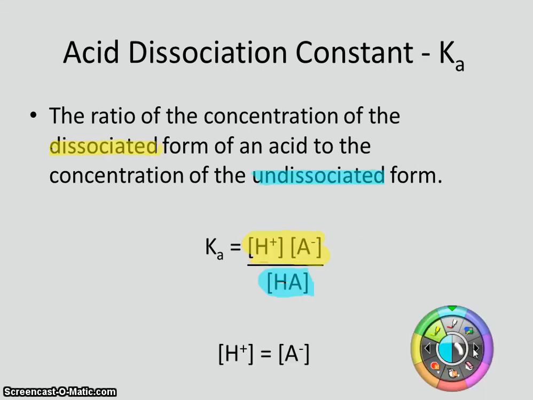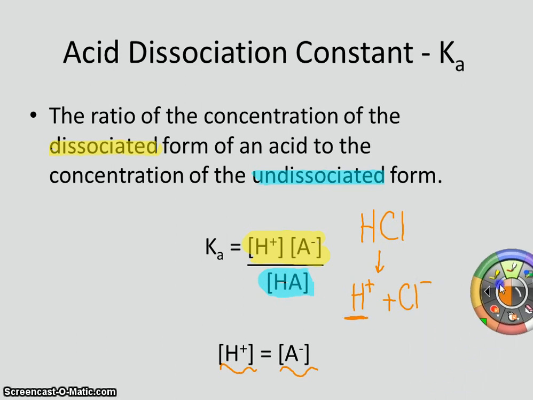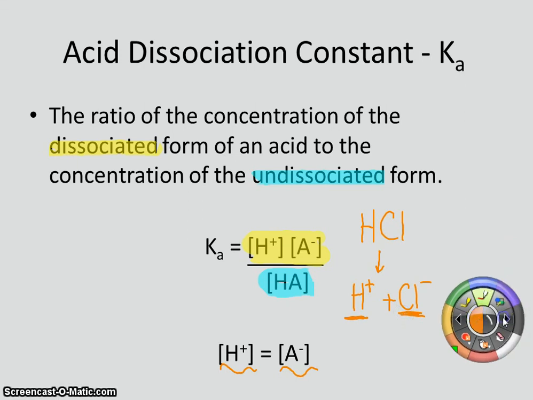Right? Since our acids break apart one-to-one, your hydrogen ion is going to equal your anion concentration. So if you have hydrochloric acid, when it separates into the hydrogen ion and the chloride ion, for every one hydrogen, you have one anion. So they are one-to-one, so for our purposes, we are going to consider them equal to one another.